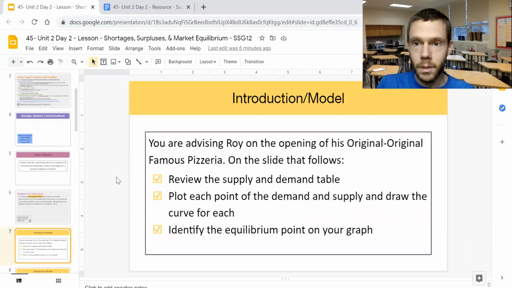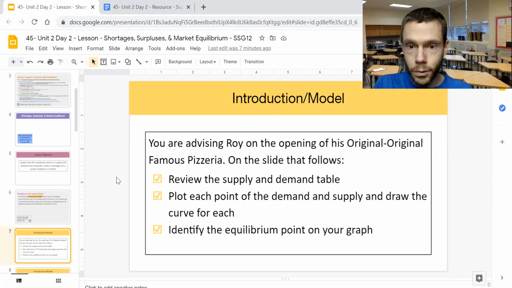So this is the foundation for not just this particular lesson, but it actually goes into day 3 and day 4, where students will be engaging in a case study looking specifically at Roy and the opening of his original famous pizzeria, and thinking about what kinds of steps businesses can take to reinvigorate their businesses and to entice consumer demand, to allow them to raise the prices on particular goods.